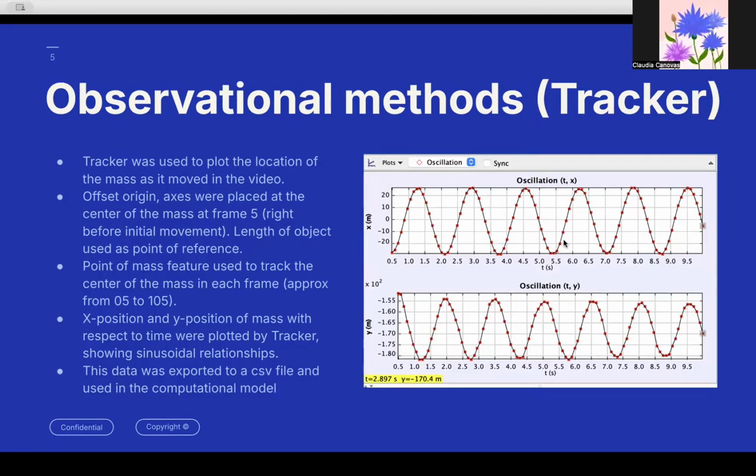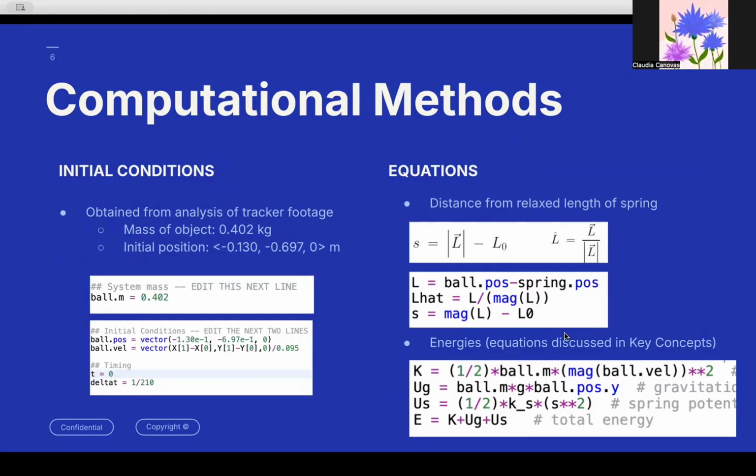So Tracker was used on a video of the mass attached to the spring. We used an offset origin, with the axis placed at the center of mass, and we went from frame 5, because that's right when the initial movement started, until the last frame, so around 100 frames. The length of an object was used as a point of reference, and we tried to keep it as accurate as possible.